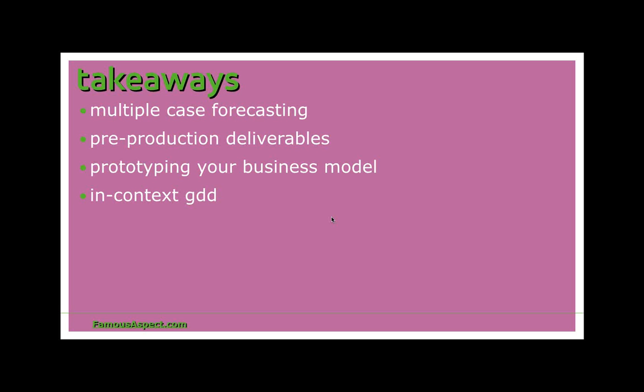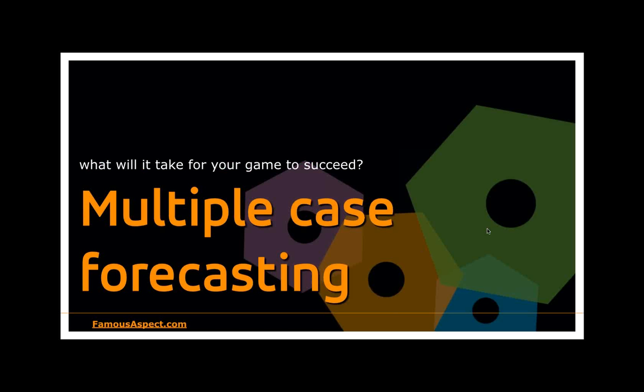But I'm going to go through 4 different topics. The first is going to be about forecasting and why you should forecast and why you should use a multiple case forecast. The second section is going to be about what some of the deliverables you should have in pre-production are. The third is going to be on prototyping your business model, why you should do it, and what that would look like. And the fourth is just a high-level concept about something I'm calling the in-context game design document. Okay, so first I'll go to multiple case forecasting.